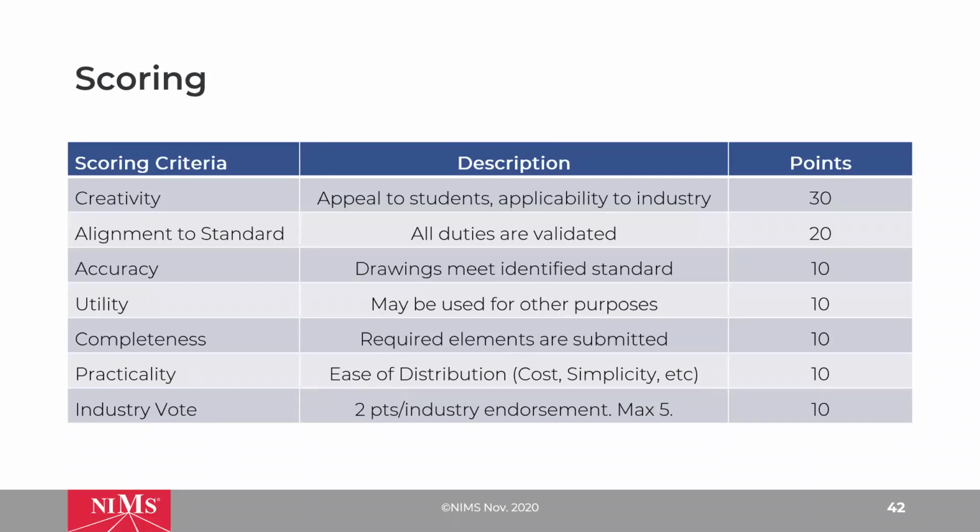And then the industry vote. So what this means is we're asking you to go to your employer community, and many of you, I'm sure already work with employers in your community. And if you can get them to endorse your project, we'll give you 2 points for each of those company endorsements up to a maximum of 10 points. So that would be 5 employers.